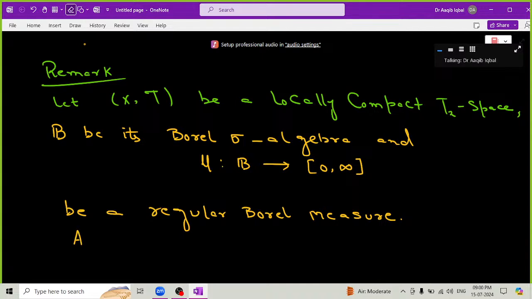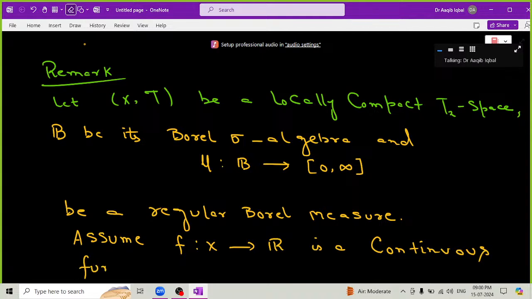Full stop. Assume f from x into R is a continuous function with compact support, and let's suppose the support of this function f is k. So k, I'm using this k to denote the support of this continuous function.